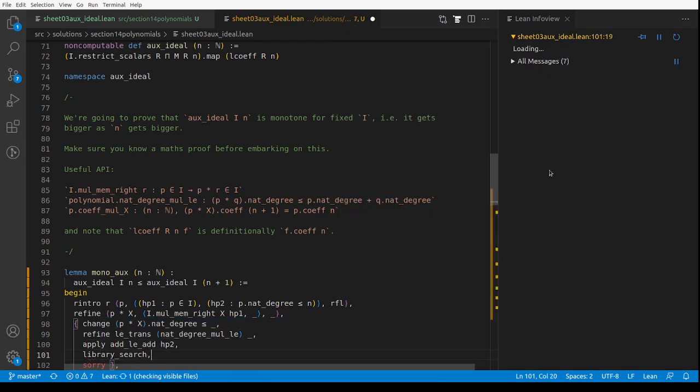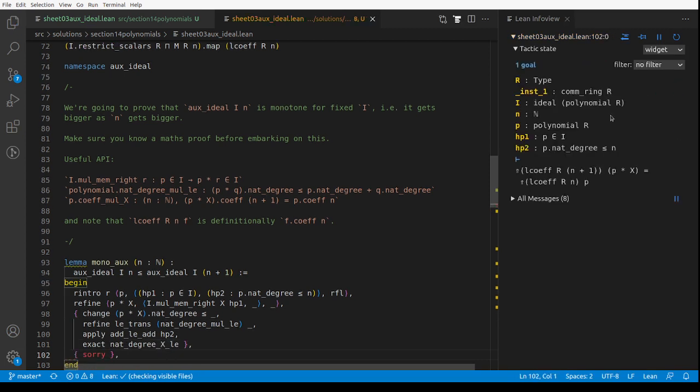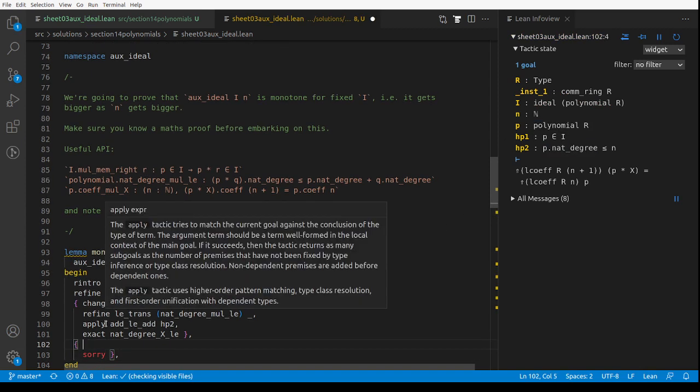Hopefully this is library_search, or if not, it's going to be called nat_degree. Oh, it is. Yeah, nat_degree_X_le, exactly. So that's the proof of that, and you can see you don't need the change.